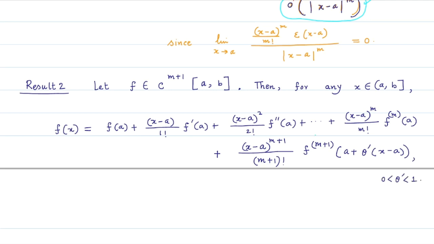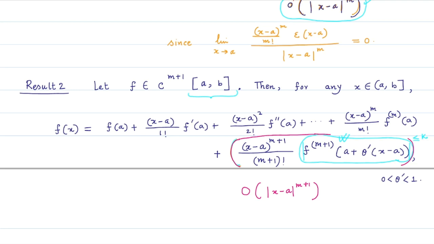Now here you notice that the (m+1)th derivative of the function f is assumed to be continuous inside this closed and bounded interval [a, b]. By the Weierstrass extreme value theorem for continuous functions, this function has absolute value bounded by some constant, say capital K. Then this entire expression, that is the last term on this equality, is of big O of |x − a|^(m+1). So we can simply replace this last term by big O of |x − a|^(m+1).